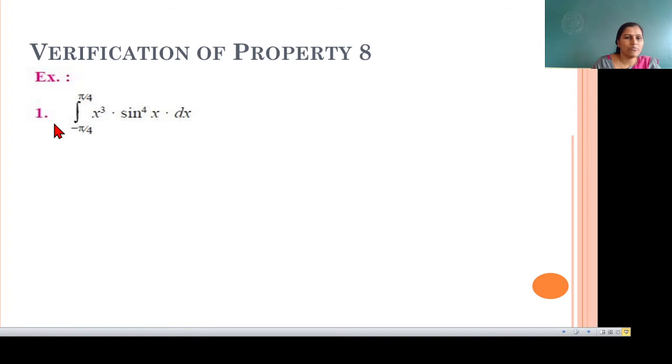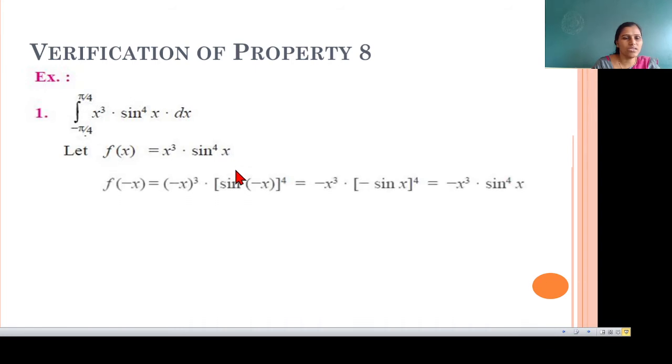Here is the first example: integral minus pi by 4 to pi by 4 x cube into sine raised to 4 x dx. So consider this as f of x. So f of x is x cube into sine raised to 4 x.